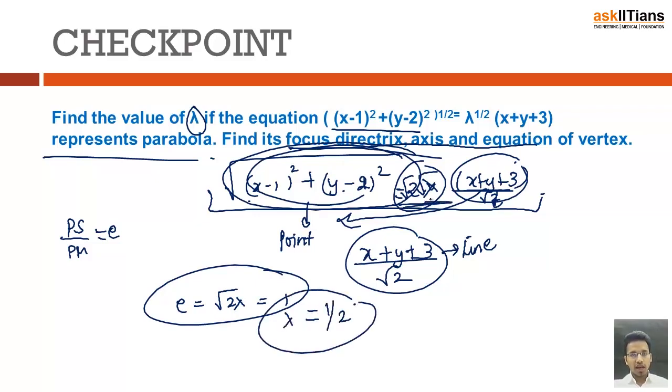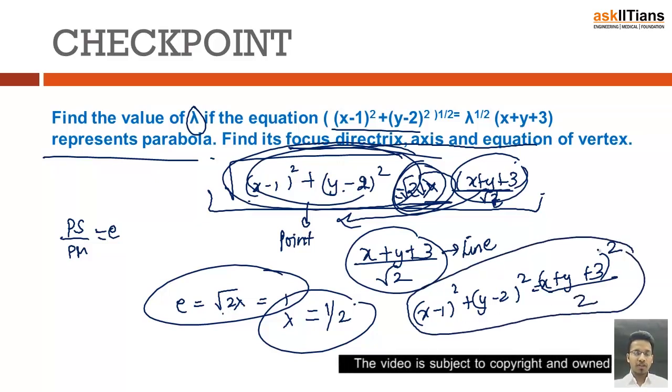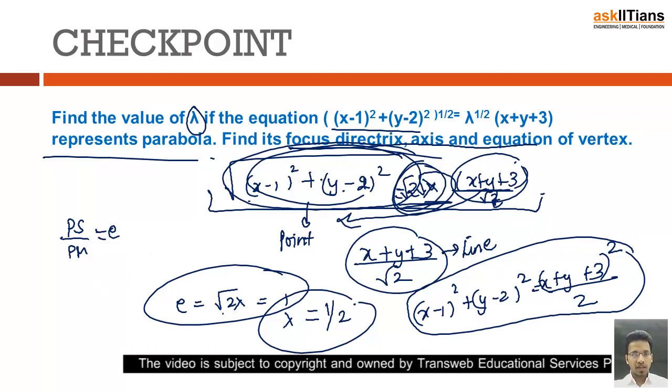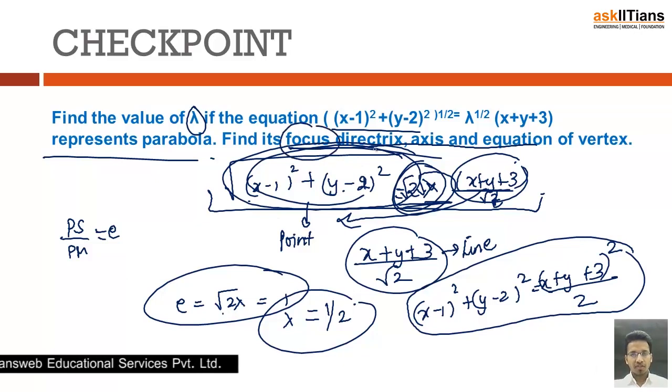Now once you put half here, you can just square it up, and you will get (x minus 1) whole square plus (y minus 2) whole square equal to (x plus y plus 3) whole square divided by 2. Now this we can solve, and we will get a 2-degree equation, and accordingly we can find the focus, directrix, axis and equation.